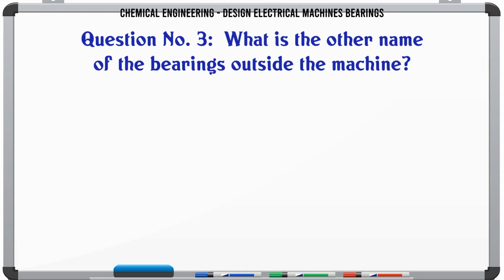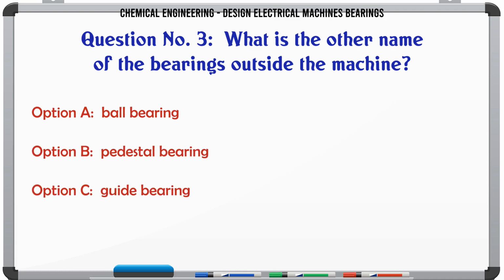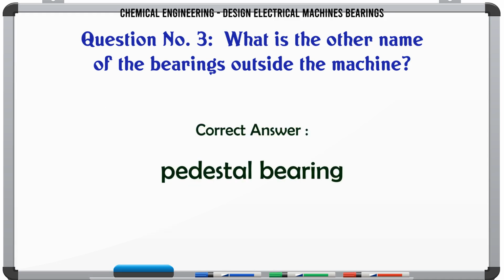What is the other name of the bearings outside the machine? A ball bearing, B pedestal bearing, C guide bearing, D gear bearing. The correct answer is pedestal bearing.